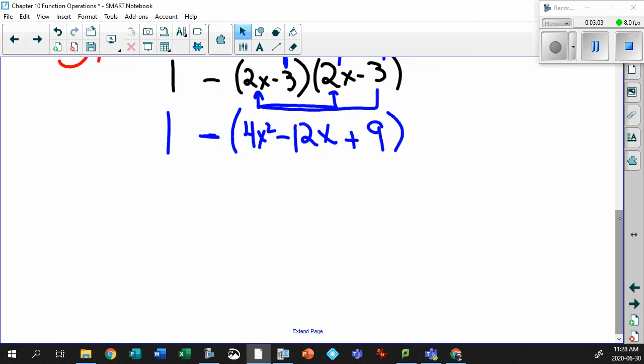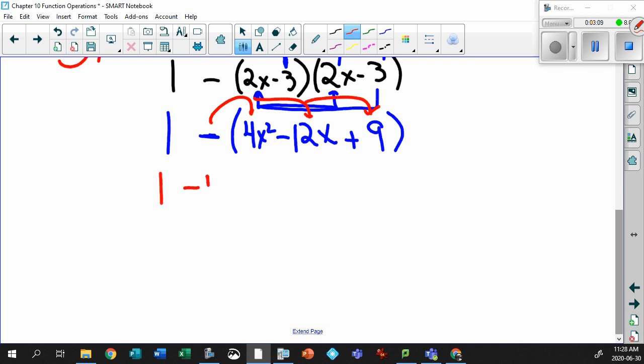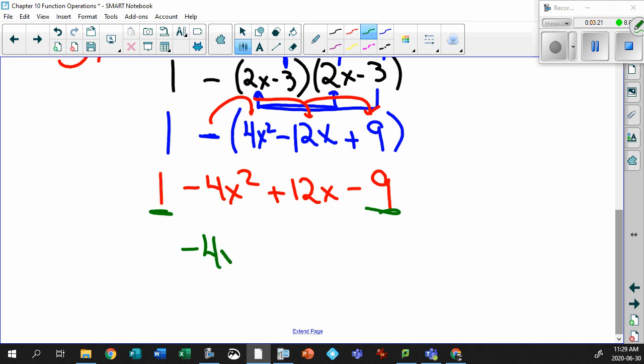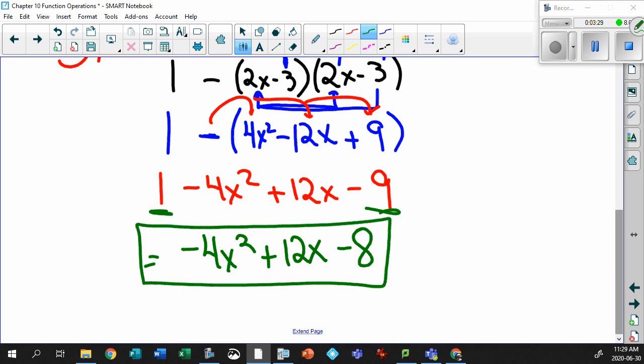And there's another big mistake people make: they forget that they have to distribute that negative. All right, so this is 1 minus 4x squared plus 12x minus 9. Combine the like terms here, which of course is the 1 and the minus 9, giving you minus 4x squared plus 12x minus 8. There's your answer. All right? So this isn't always as tough as it sounds. It actually works out quite nicely, doesn't it?